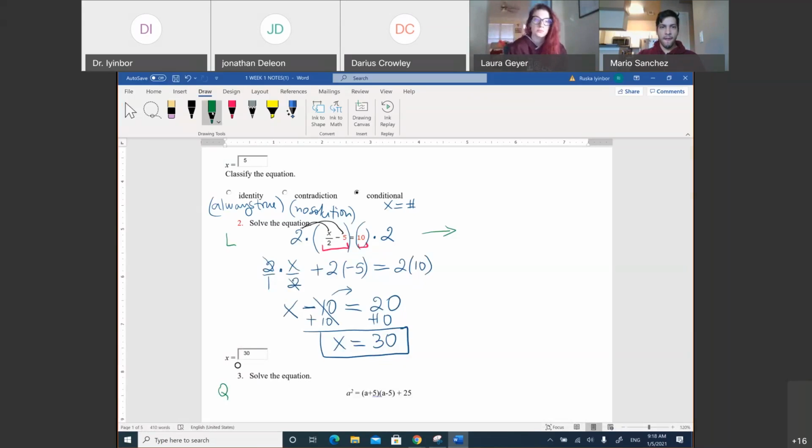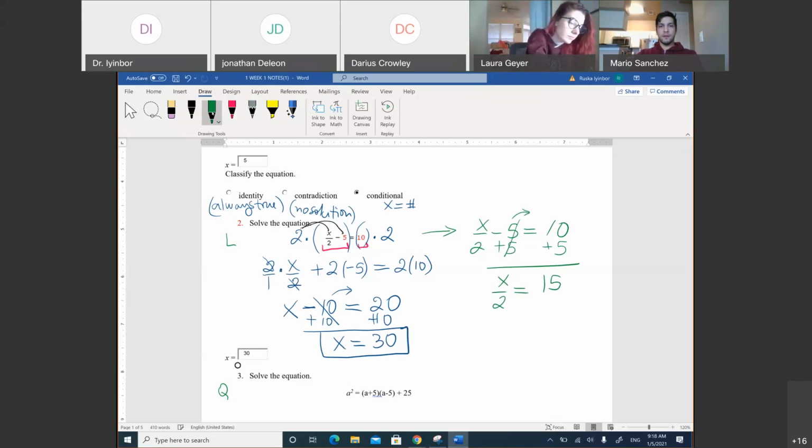So this is the second way. x over 2 minus 5 equals 10. In order to solve it, you can just do the 3 steps. x over 2, just keep it like that. So you're going to move the 5 over. So you're going to add 5 to both sides. This cancels. So we get x over 2 equals 15, because 10 plus 5 is 15.